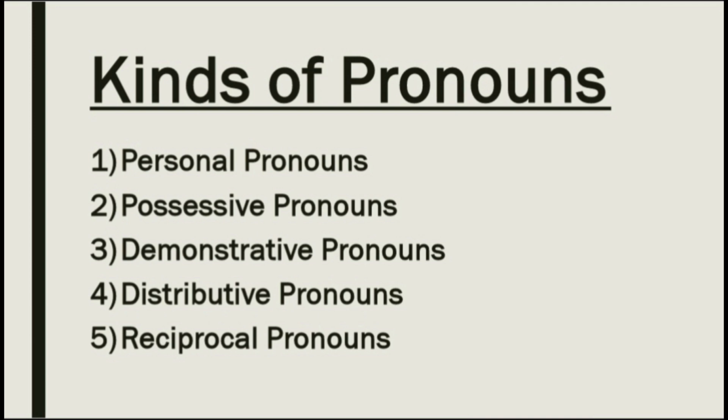There are 10 different kinds of pronouns in English language which will be discussed in the upcoming videos under this playlist. As I have said earlier, the first type of pronoun is personal pronoun. The second is possessive pronoun. The third one is demonstrative pronouns. Fourth one is distributive pronoun, and the fifth one is reciprocal pronouns.